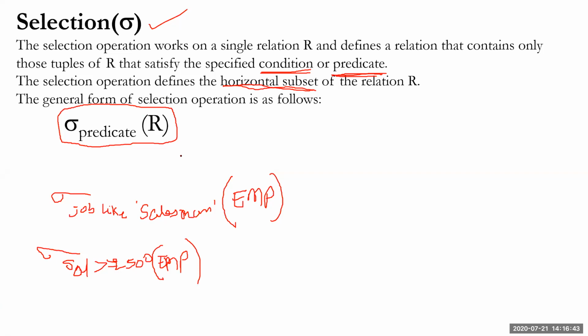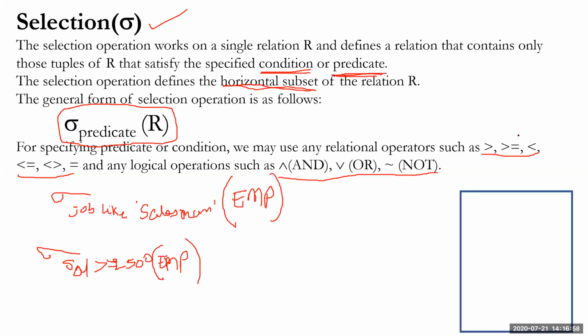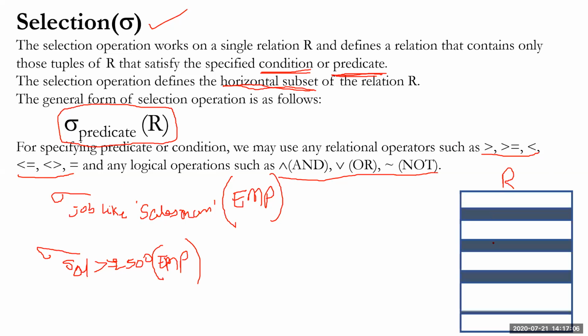Finally, the predicate might include greater than or equal to, less than or equal to, not equal to, and, or, not. All these things get used. How is this displayed? Let us consider this is the whole relation R, and it displays a horizontal subset of that relation. This is the way to write your horizontal subset: you specify some predicate and then follow it with your relation.